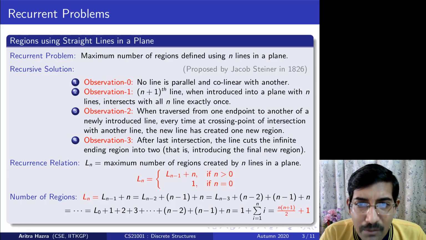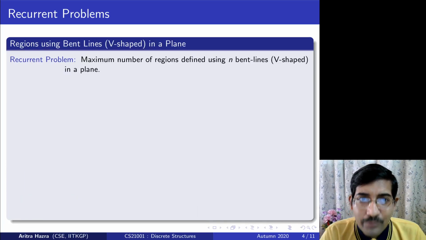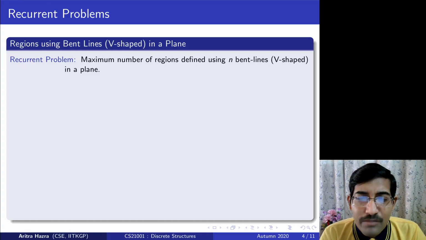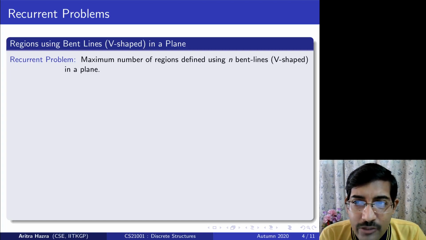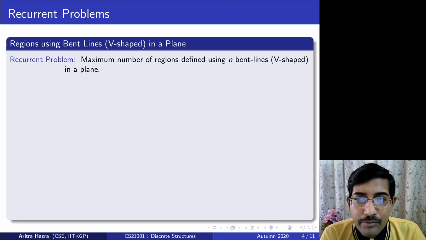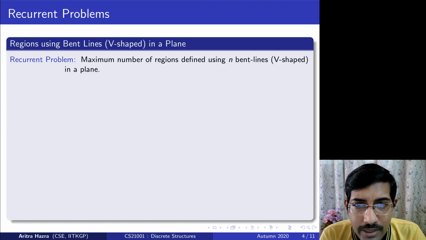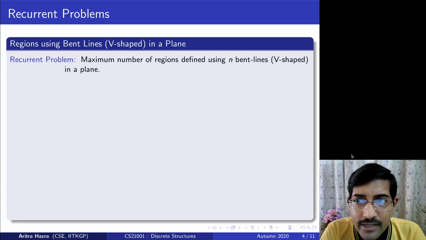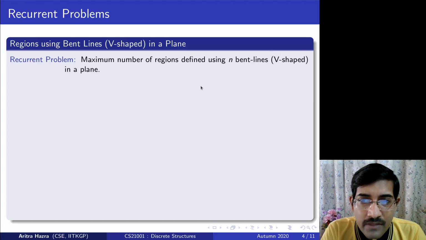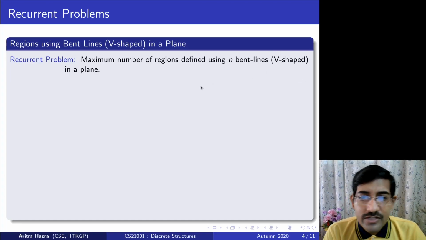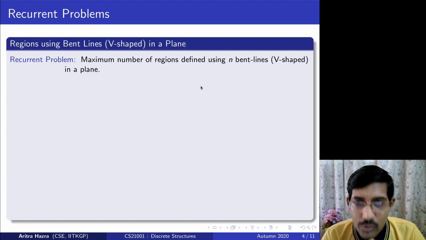So, let us complicate this example a little bit more. Regions using bent lines. That means instead of giving you straight lines, I will give you V-shaped bent lines. So, it will have one bend only, somewhere on the line. It just looks like a V or wedge shape. So, now if I ask the same question, how many maximum number of regions are possible?